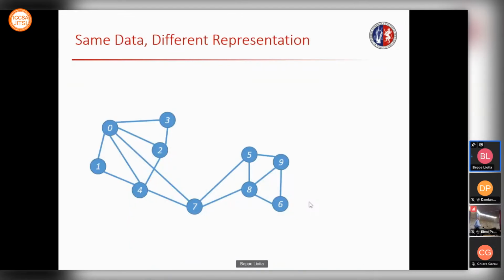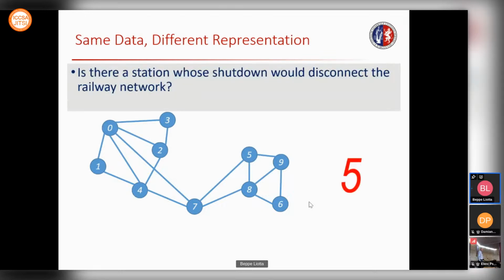This is the same data set where, around the circles you have the name of the stations, and then you have the connections between the nodes. And the same question, and half the time. Is there a station such that if you shut down the station, then a portion of the network is disconnected from another? Half the time. Now I think that all of you figured it out, right? It's number 7.